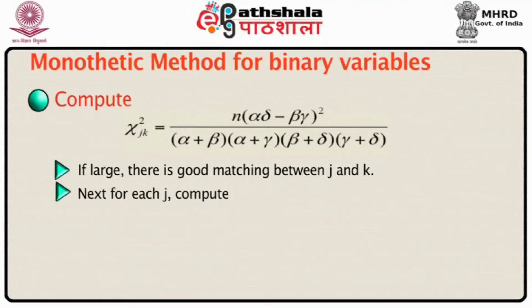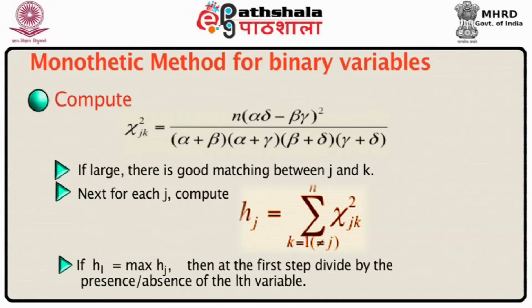For each j, we take the sum of chi j k square over all possible k and compute what is referred to as Hj. And then we take HL as the maximum of Hj. So if L gives us the maximum, then at the first step we divide by the Lth variable, putting the presence of L in one group and the absence of L in the other group. And then go on to the next step.